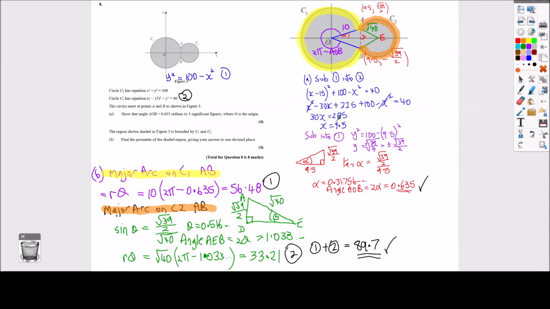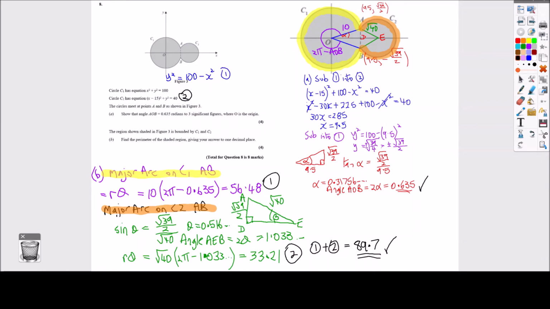Now I'm going to substitute that back into either C1 or C2. I've substituted it back into the rearranged C1, y squared equals 100 minus x squared, to work out what my two y values are. So subbing that in, I get the y coordinates are plus or minus root 39 over 2. So obviously at A, it's the plus root 39 over 2, and at B, it's the minus root 39 over 2.